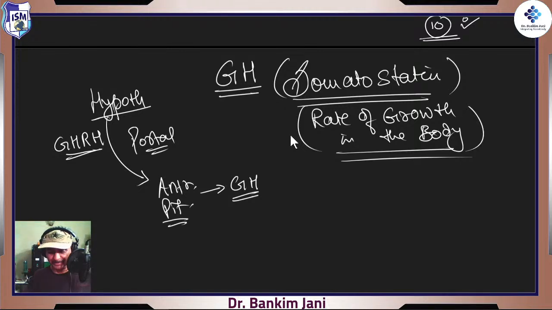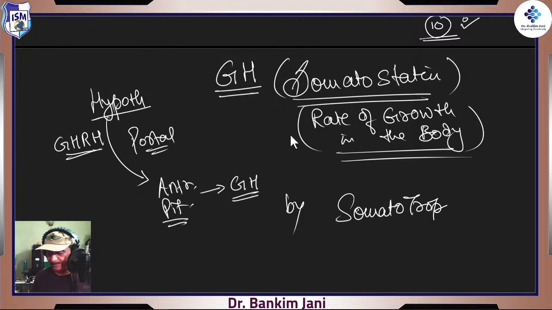Okay, so coming back to this hypothalamus, it is growth hormone releasing hormone, and it would be sending a message to the anterior pituitary. The anterior pituitary will obey it and immediately release growth hormone. And this growth hormone is released by somatotrophs.